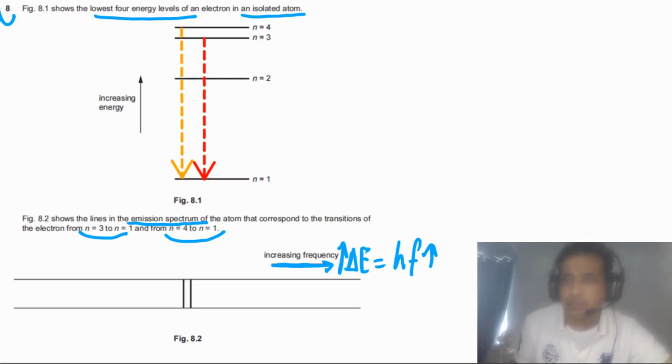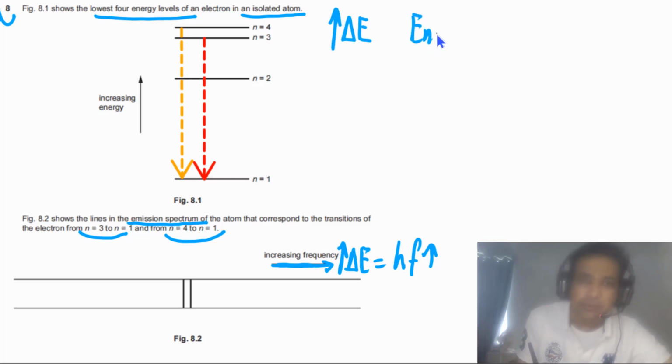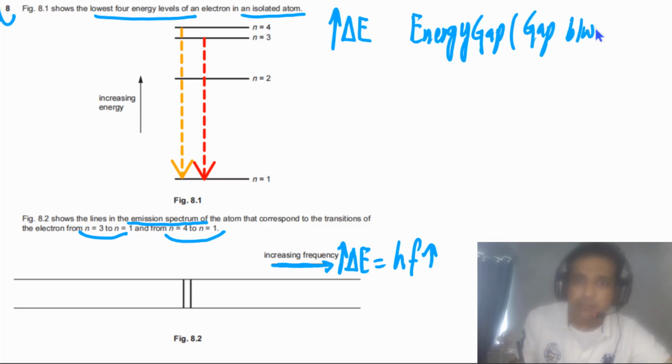So first of all, let's try to understand the main concept. Delta E is greater if the energy gap is greater. So simply we can say energy gap, or we can say the gap between lines, or energy levels. If this gap is greater, it means that delta E is greater.